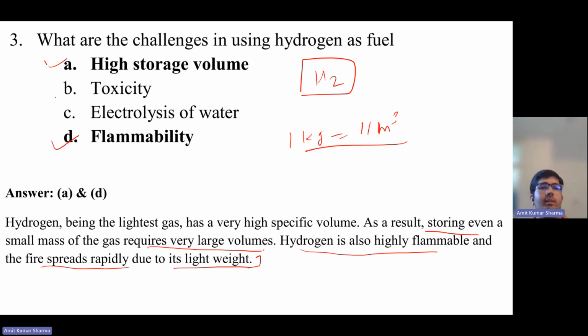Challenges are A and D: requiring high storage volume and its high flammability. So the correct answers are A and D.